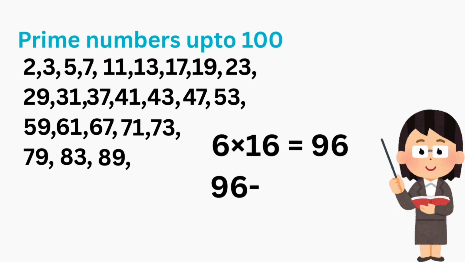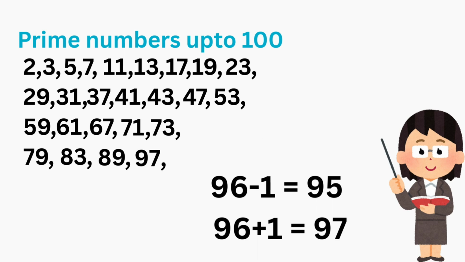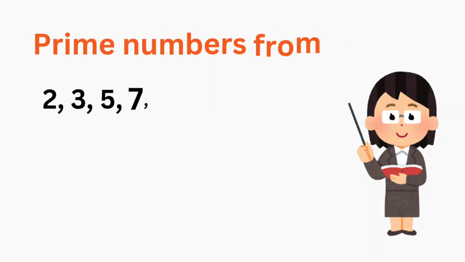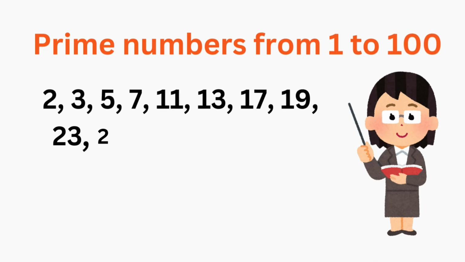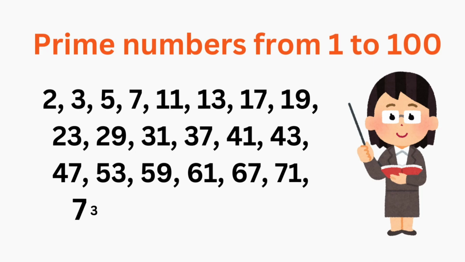Now 6 16s are 96, 96 minus 1 is 95 and plus 1 is 97. 95 is divisible by 5, so 97 is the only prime number. So these are all the prime numbers from 1 to 100. Hope you will remember them now easily.